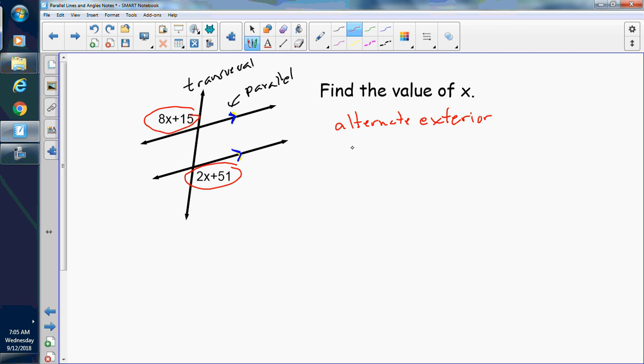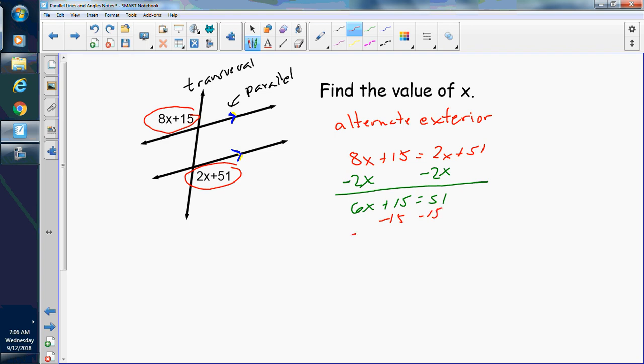So alternate exterior congruent means that 8x plus 15 has to equal 2x plus 51. Create some zeros. 6x plus 15. Here's one zero, so we have 51. Create another zero. So 6x, here's the zero, equals, I think that's 36. And divide by 6 makes x equal 6. So when x is 6, both of these are the same.